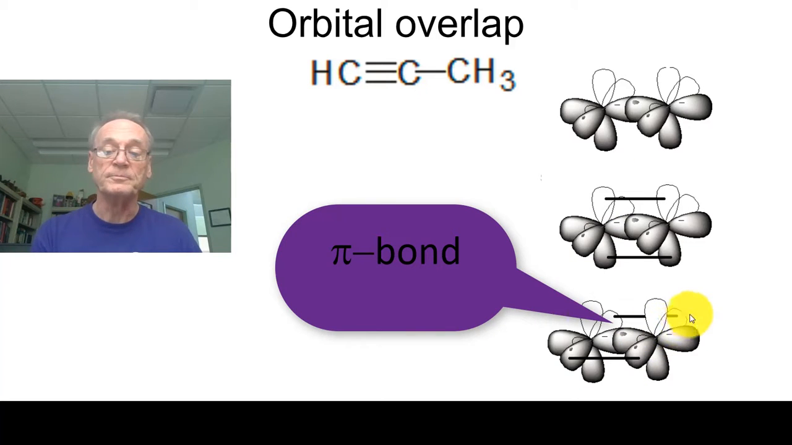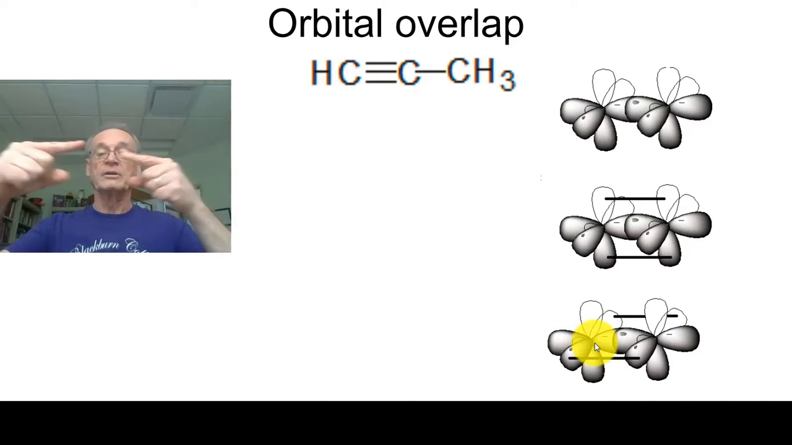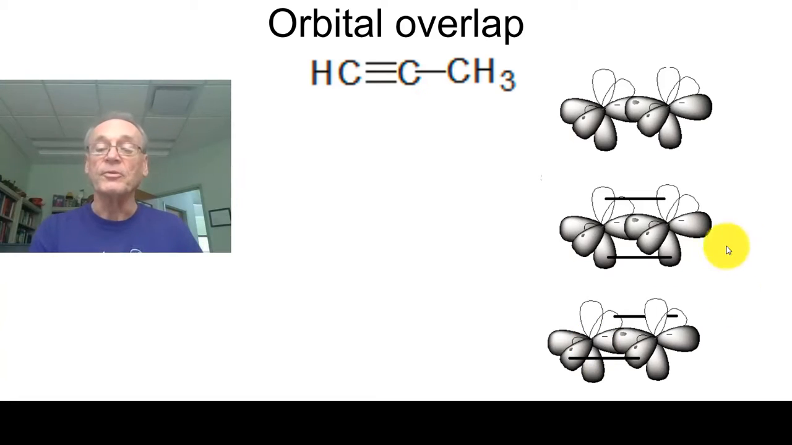And then this p orbital, in and out, is overlapping with this p orbital, in and out. So they're like this to each other. Again, overlapping both in front and in back. So this represents 1 bond. That's a pi bond, even though it's overlapping both on top and on bottom. It's not 2 bonds, that's 1. And same thing here, this is another pi bond.